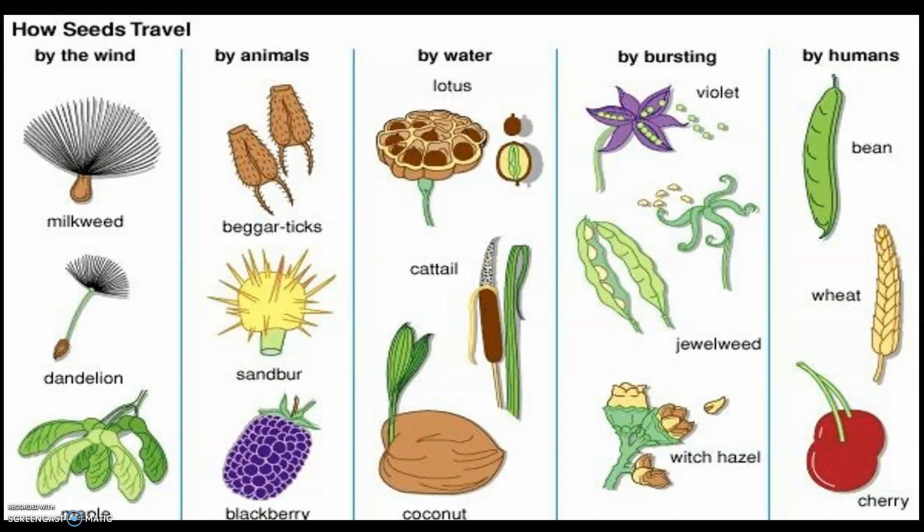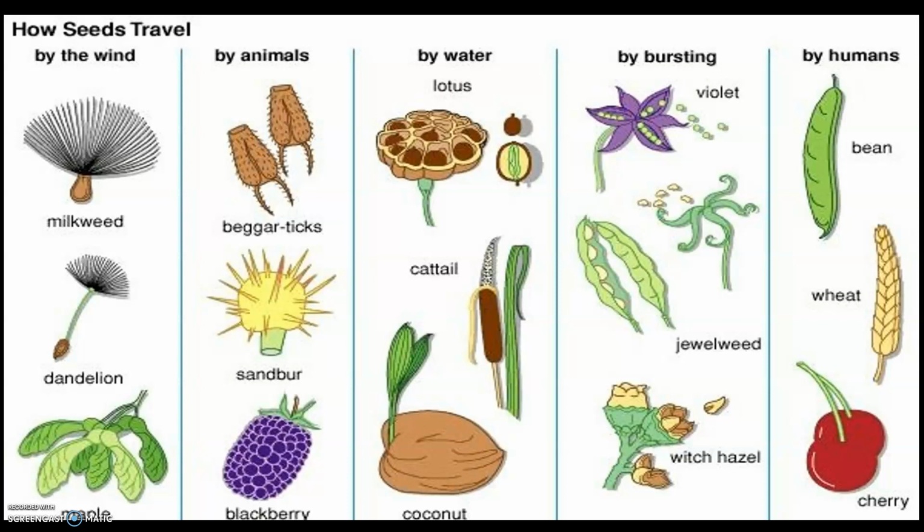So there are examples there of cattails, coconuts, and lotus. By bursting open, okay? So violets, irises would do the same thing, and even by humans, okay? So if we're looking at different types of beans or wheat, a lot of these seeds are saved and then dispersed accordingly. If you think about animal waste, like if a squirrel is feeding on a seed, that seed can actually travel through its digestive tract without being harmed.